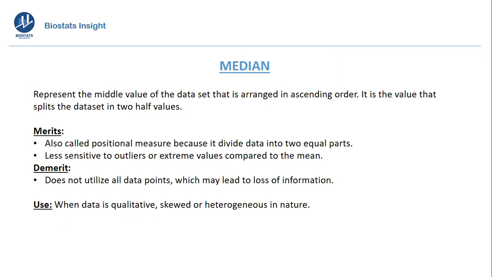Now, median. Median is known as the middle value of the data set. It divides the data into two equal halves. For calculating the median, we have to arrange the data in order, ascending or descending, and then find the median. This is the process for calculating median. Merits: it is also called a positional measure because it divides data into two equal parts, and it is less sensitive to outliers and extreme values compared to the mean. Demerit: it does not utilize all data points, which may lead to loss of observations. It is used when data is qualitative, skewed, or heterogeneous in nature.